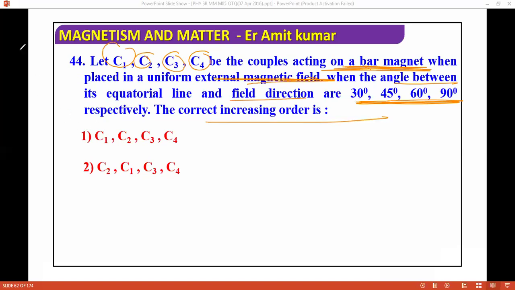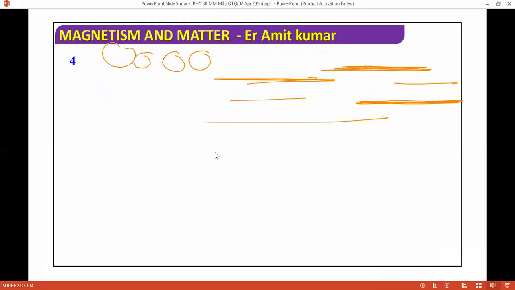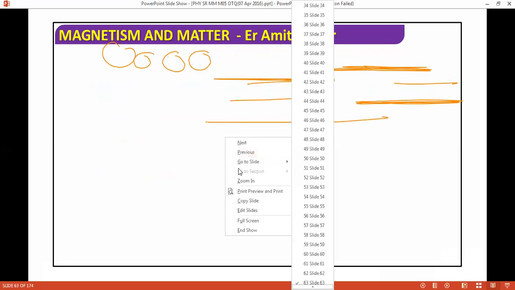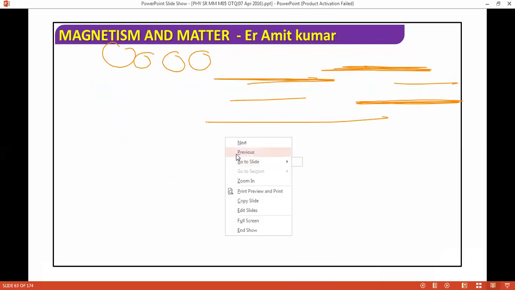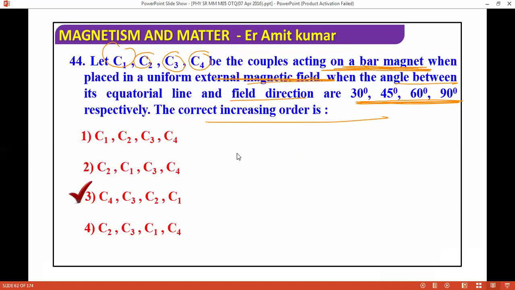So we need to arrange these in order. If you arrange them in this sequence, this will be the correct answer. Or if you arrange the order as C4, C3, C2, and C1.